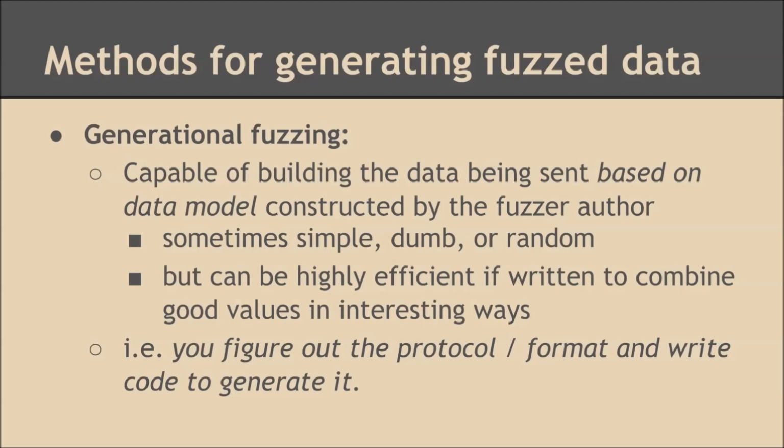So generational fuzzing is the next way we're going to cover. It's capable of building the data sent to it based on the model that the developers constructed. So this relies on the developer's understanding of that format, or of that protocol, of that input, basically.